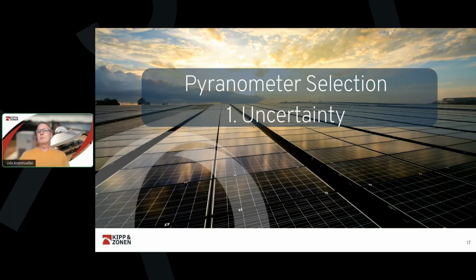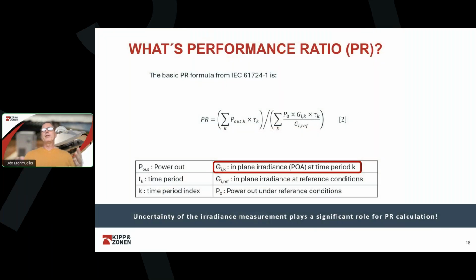What I would like to walk you through is some criteria about how to choose the right pyranometer for your application. And this is first and foremost its accuracy and uncertainty, where we have already heard a lot about now. A pyranometer's uncertainty especially matters when your business model is strongly depending on an accurate performance ratio calculation, like it is the case when you're an operational maintenance company and you need to guarantee a certain performance ratio to your client. And this even more the bigger the plants are getting.